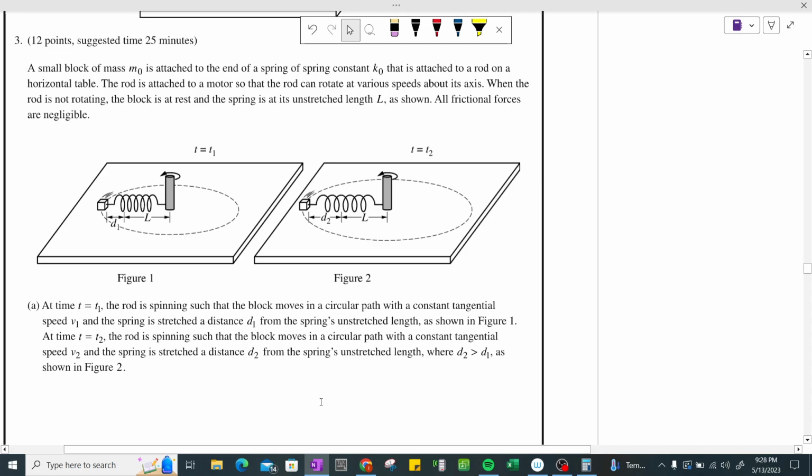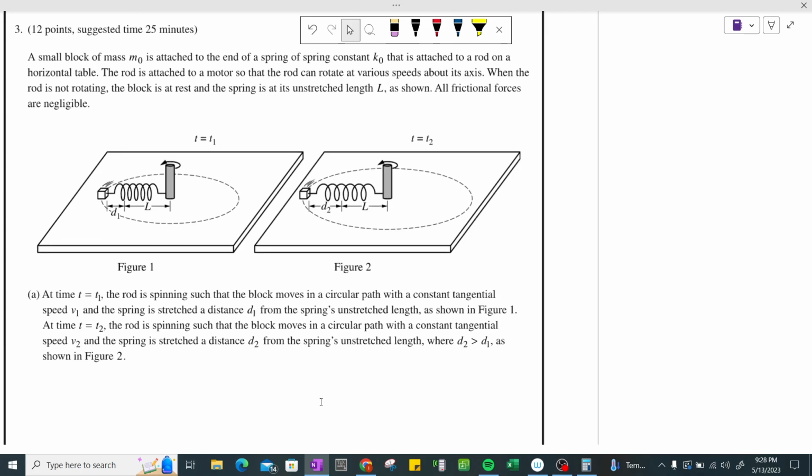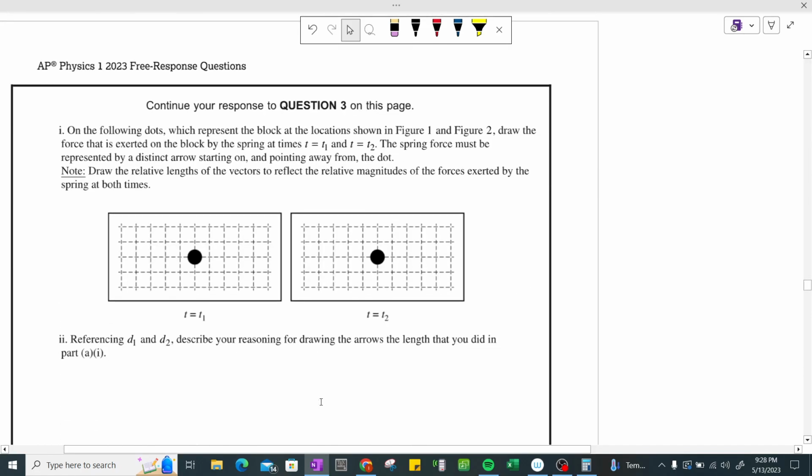At time t equals t1, it's spinning, so it goes in a circular path with constant tangential speed. Its stretch distance is d. This is basically your tetherball type question, but instead of your tension pulling in, now it's a spring force pulling in to make you go in a circle. At time t equals t2, it's going a similar way, but now it's a larger distance. It does not specify the speed. I bet they're going to ask about the speed.